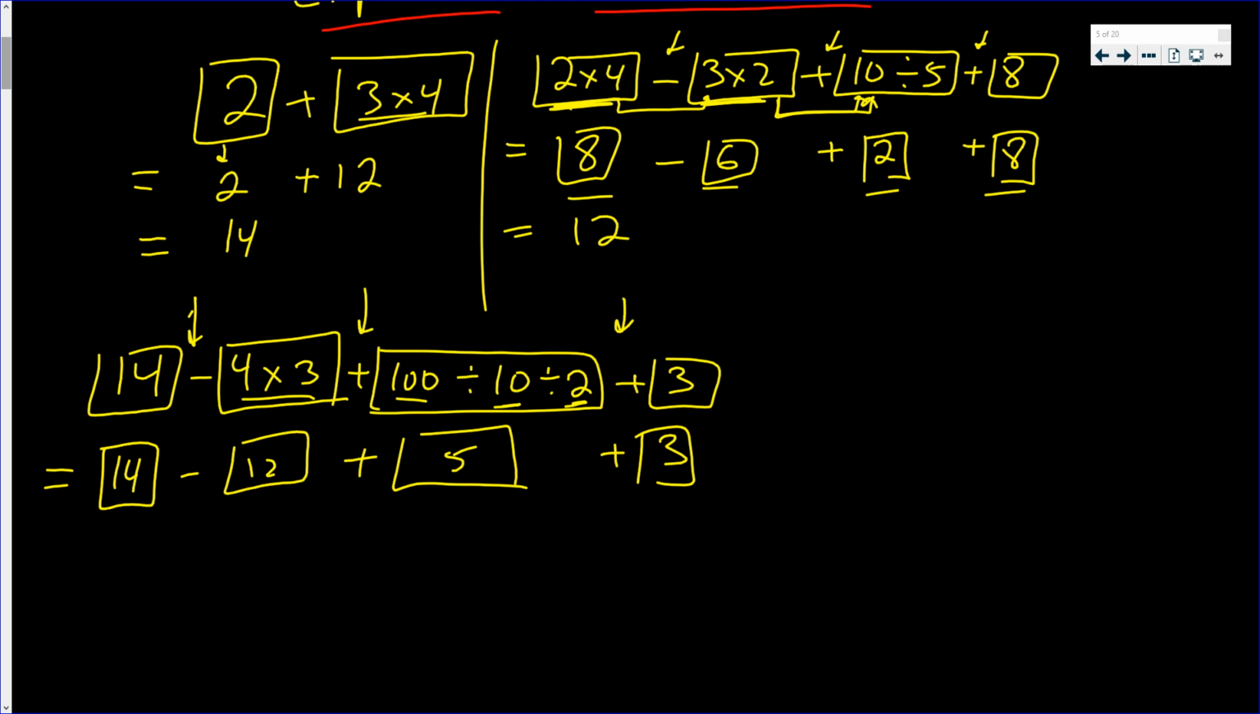Now and only now that I know the value of each term, now I add or subtract, depending upon what the problem tells me to do. 14 minus 12 is 2. Add 5, get 7. Add 3 more, get 10. So this is 10. Let's go on to factors.